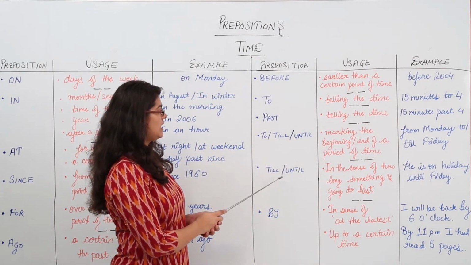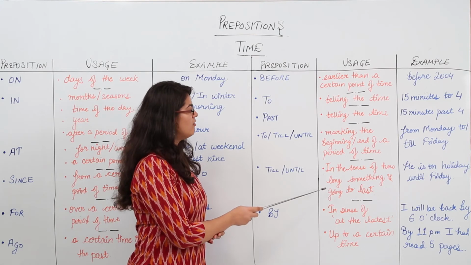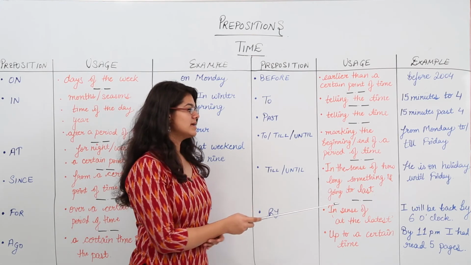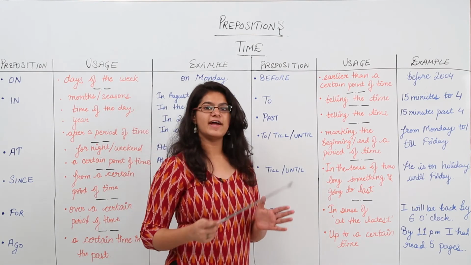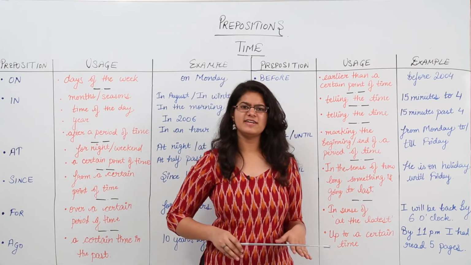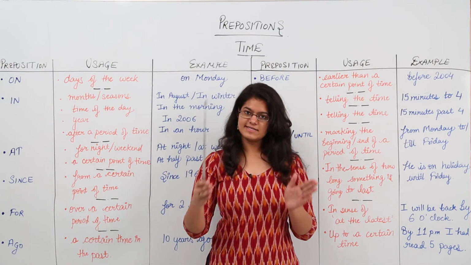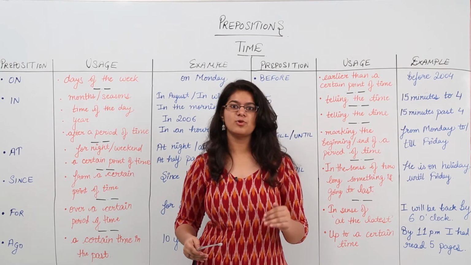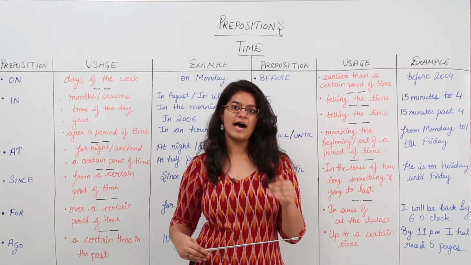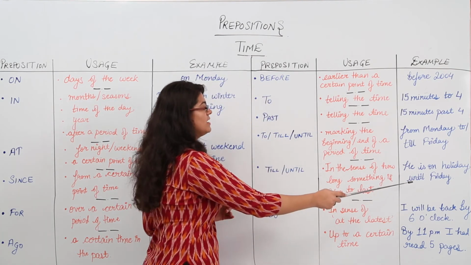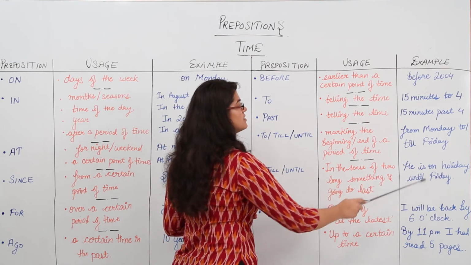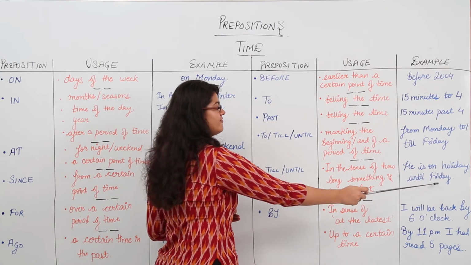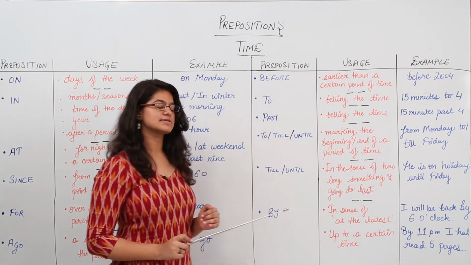Next, till, until, in the sense of how long something is going to last. He is on holiday until Friday. That means whatever day it is right now, it is again showing a period of time, but it is showing till when the period lasts. So he is on holiday until Friday. So it is until Friday, that means till Friday the period lasts.